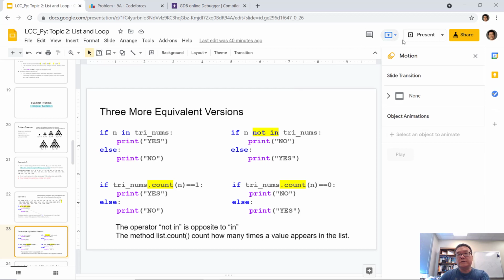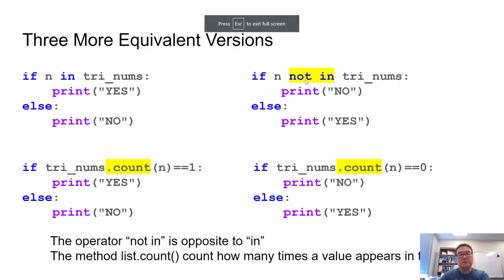So we can use in, not in, or count. After count, we can check, since in this list each number appears only once, that it equals 1. We can also use greater than 0. That logically would also be correct.